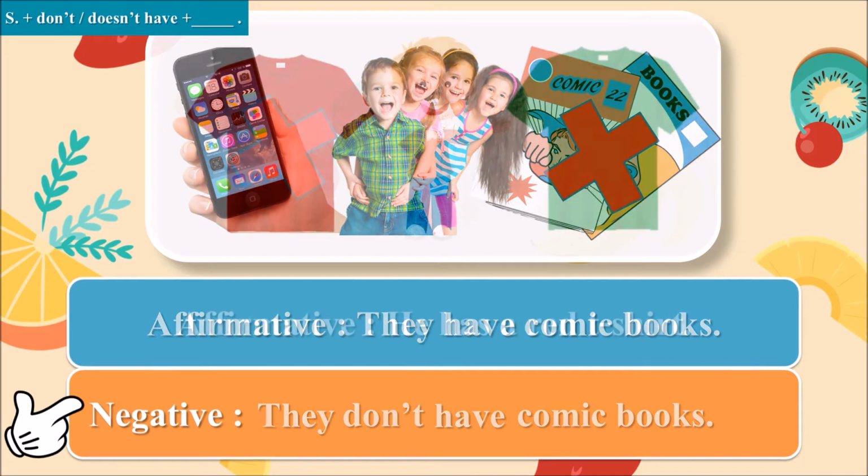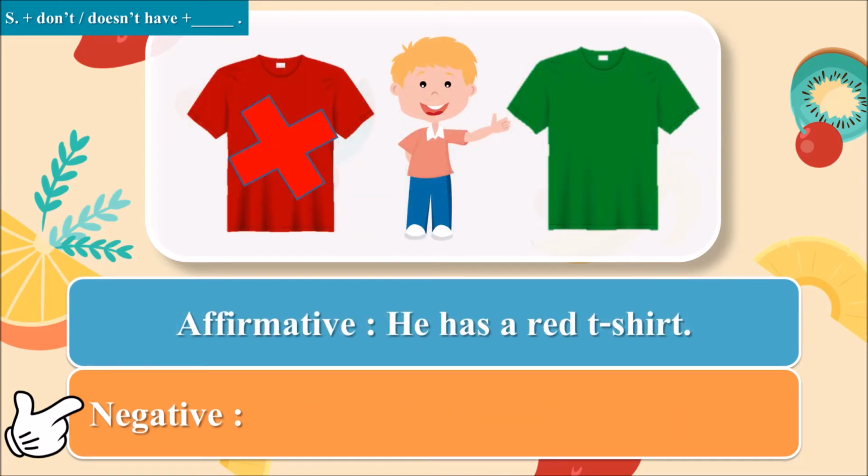Next, in this picture, we have a boy. A boy, we use he. He is singular subject. And in negative form, we use doesn't have a red t-shirt. In this picture, he doesn't have a red t-shirt. So that's our practice for negative sentence.